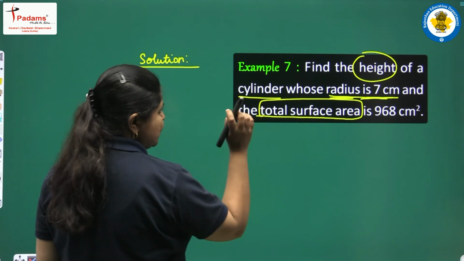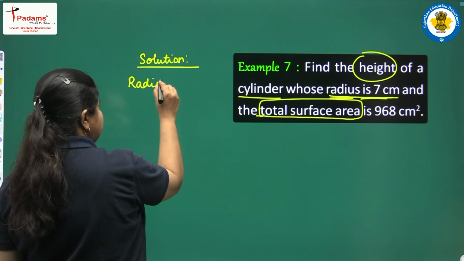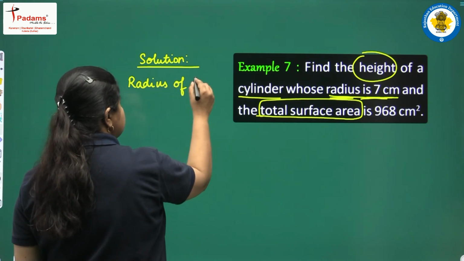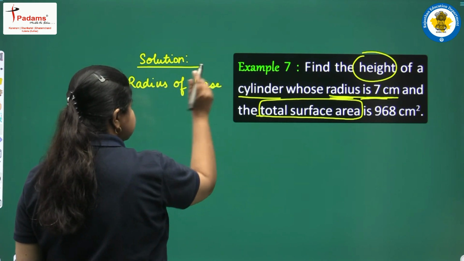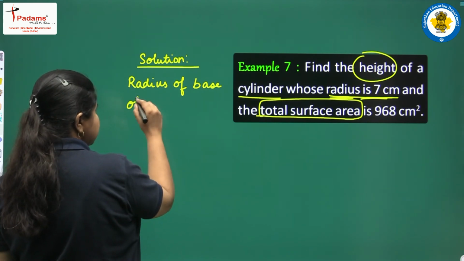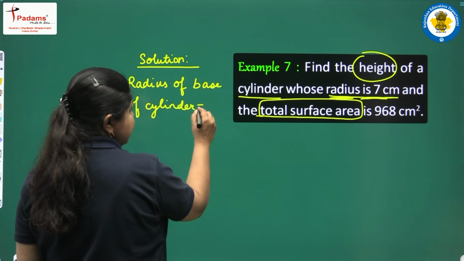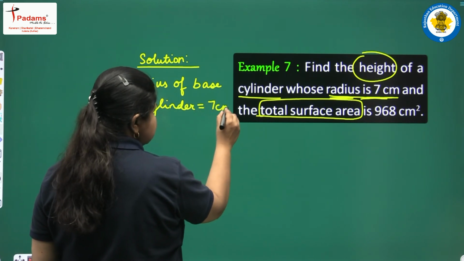रेडियस को r से डिनोट कर लेते हैं. रेडियस ऑफ सिलेंडर, रेडियस ऑफ बेस ऑफ सिलेंडर. एक्चुअली ये किसका रेडियस होता है, जो सर्कुलर बेस होता है उसी का रेडियस होता है. सो रेडियस ऑफ बेस ऑफ सिलेंडर इट इज गिवन एज 7 सेंटीमीटर.